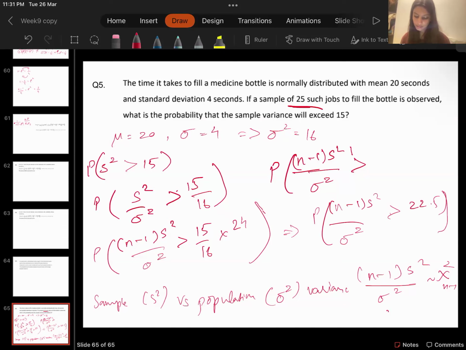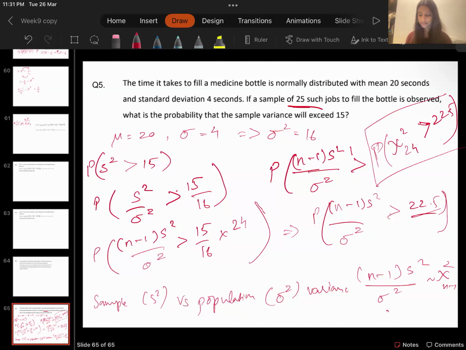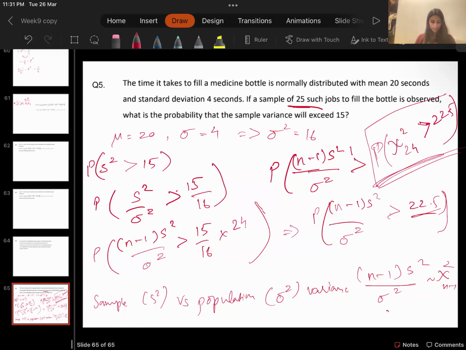So now you have to find the probability of chi-square. How many degrees of freedom? n minus 1, so 24 degrees of freedom. You have to find the probability that chi-square with 24 degrees of freedom is greater than 22.5. You can compute this in R, and that gives you the answer to this question.